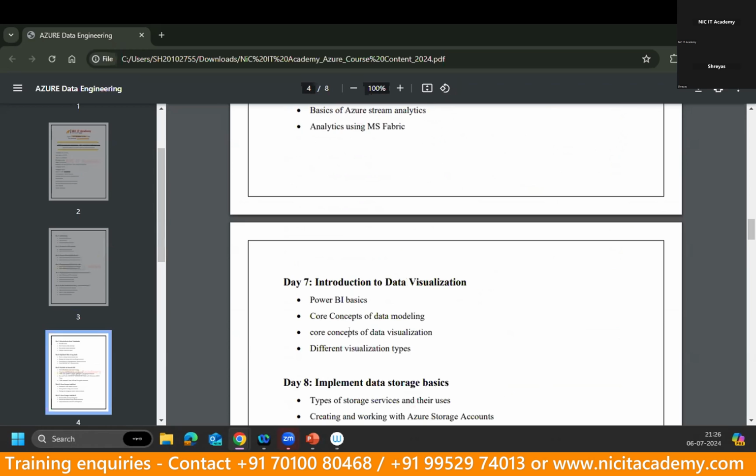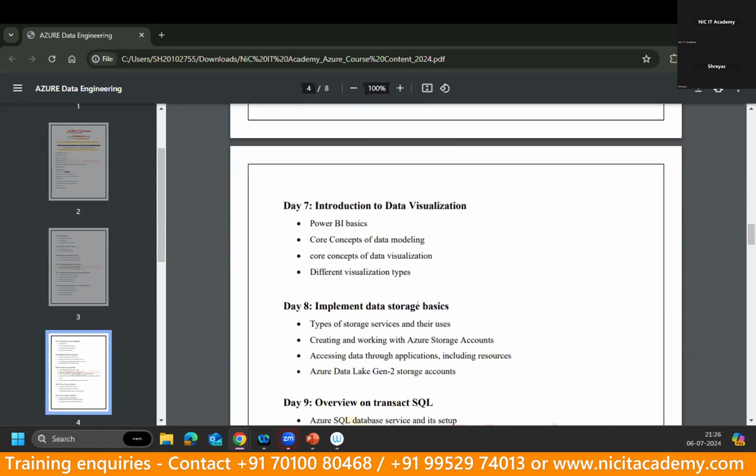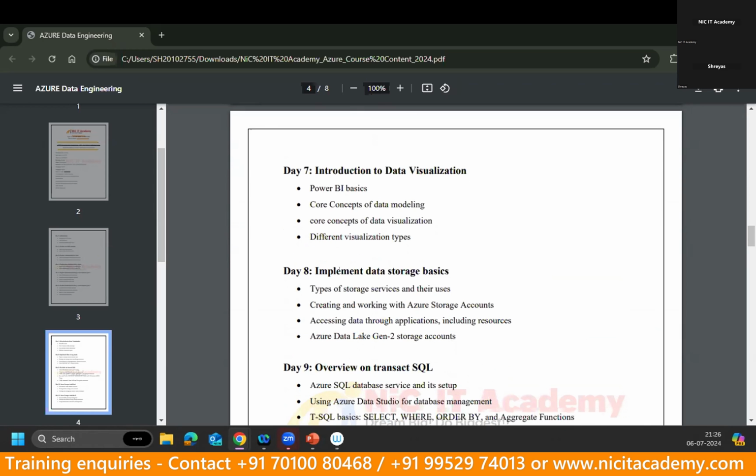We'll also take a look at the basics of Power BI. We are not going to go into the depths of Power BI, but we are going to see what is Power BI and why it is used, why it is important, and what benefits it provides over other tools. We'll see data modeling, we'll see the concepts of data visualization, and then we'll move towards day 8, which is when we start with the proper data engineering, the DP-203.